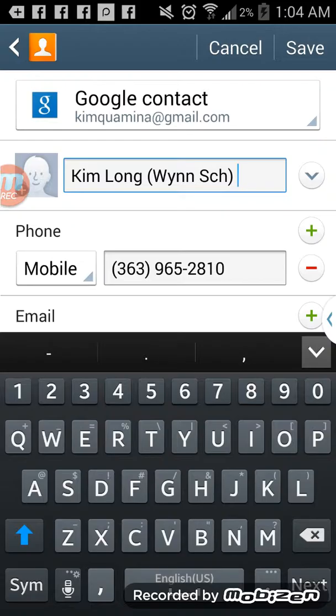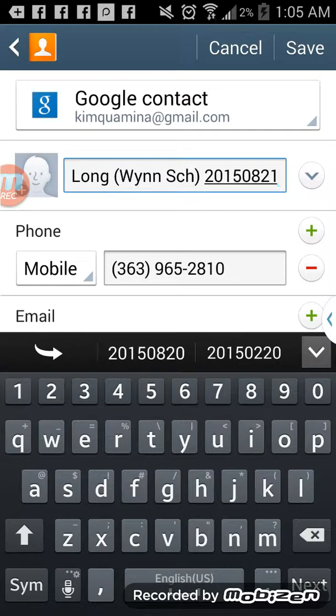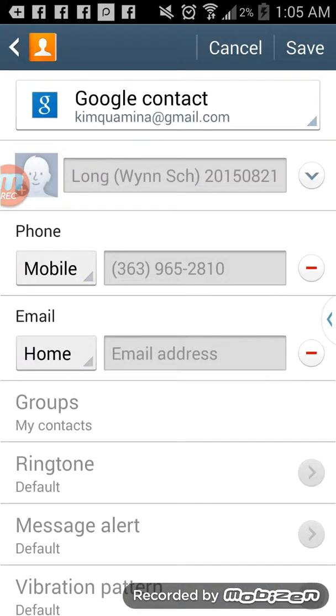So now we have the who, we have the where. Now I'm going to go into the when. I put the 4-digit year. Today is August 21st, 2015. So I'll put the 4-digit year followed by the 2-digit month followed by the 2-digit date. And then I save while I'm in front of that prospect.